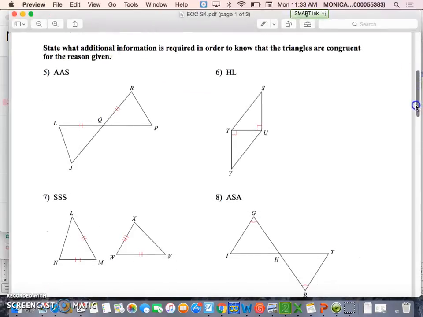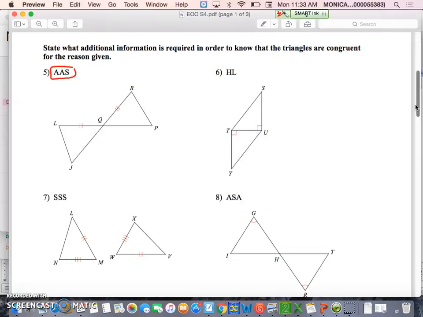The next type of question that you might be asked is, say what additional information is required for you to know these triangles are congruent. So I want to prove that these 2 triangles are congruent by angle, angle, side. So that means that the 2 angles have to be right next to each other and then the side at the very end. Well, here's my side.